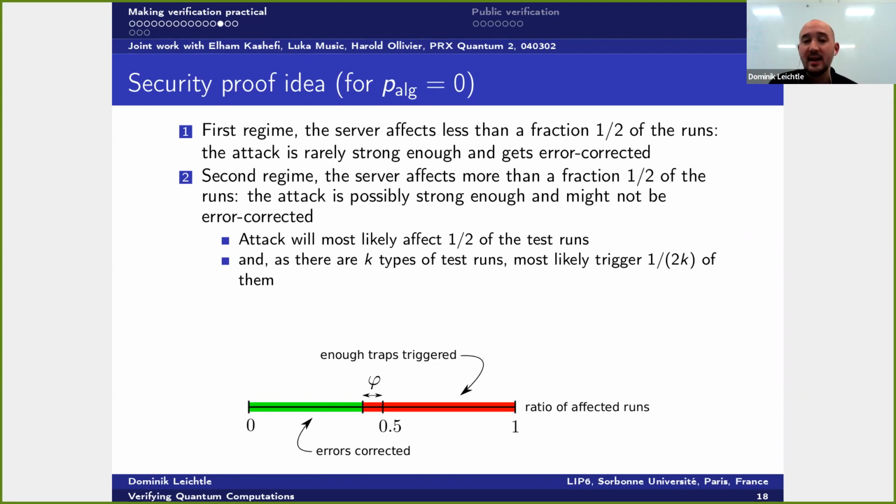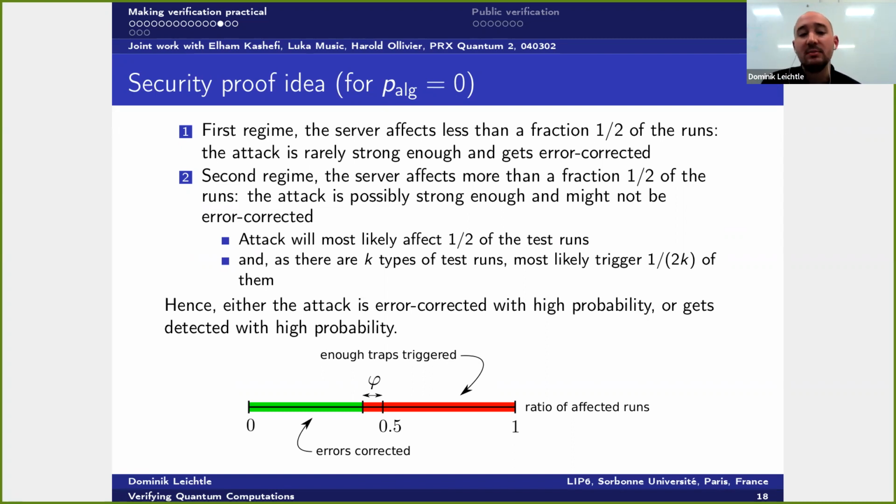If we see that a certain fraction of the test runs failed, then we can estimate how many of them were likely affected by deviations, by dividing by the minimum probability that a test run in which a deviation is present is going to fail. So we get an estimate of how many test runs were most likely affected by deviations, and from there we can conclude how many of the computation runs were most likely affected. And if this is less than 1/2, then we know that we're in a regime where we can error correct. Essentially, this means that we show that any attack is either error corrected with high probability, or it gets caught by the tests.